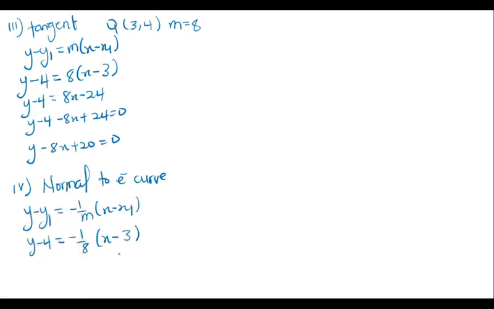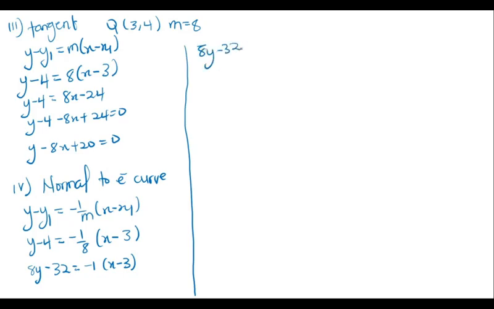So I'll go ahead and multiply both sides by 8 so that we can get rid of the fraction over here. So 8 times this will give us what? 8y minus 4 times 8 will give us what? 32 is equal to 8 multiplied by all of this will give us negative 1 into bracket x minus what? 3. So let's move on. We have what? 8y minus 32 is equal to negative x plus 3. So we have 8y minus 32 plus x, we brought this over here, then minus 3 is equal to 0.